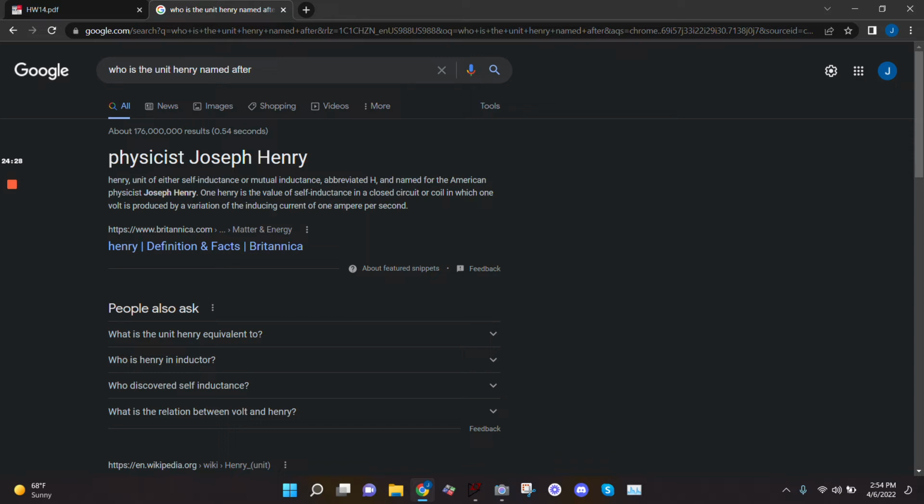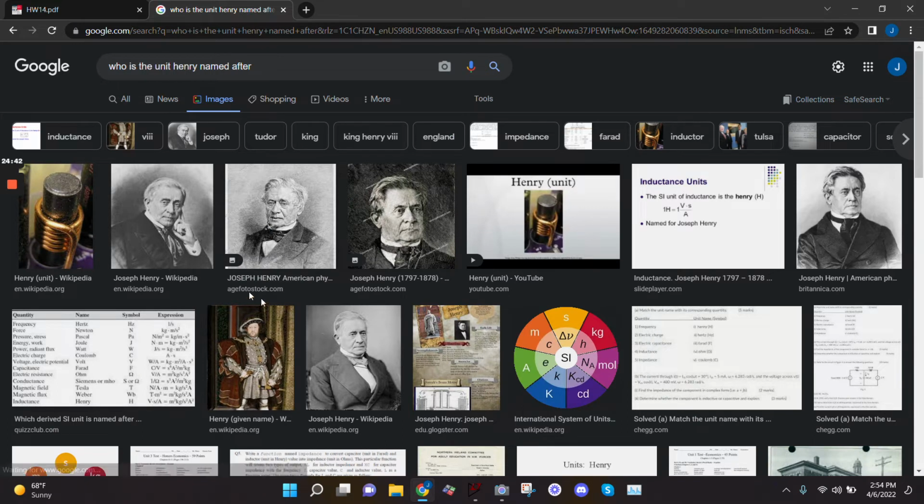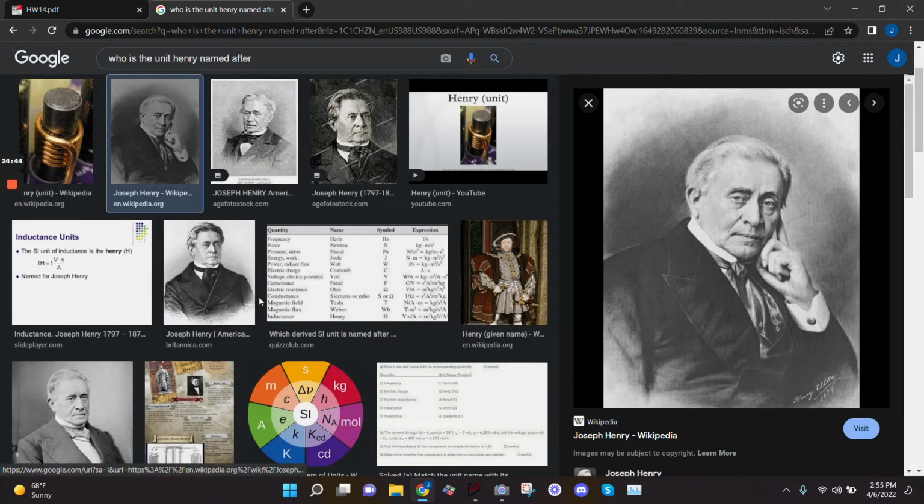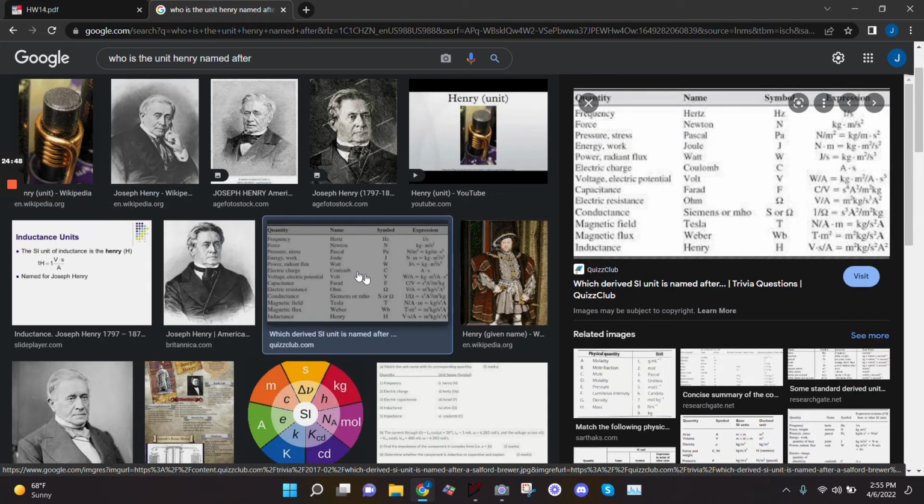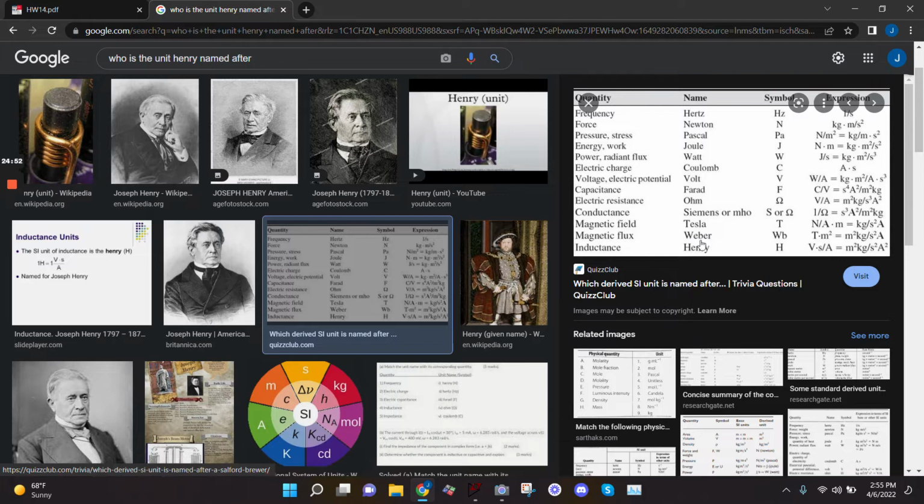Physicist Joseph Henry, abbreviated H and named for the American physicist Joseph Henry. 1 Henry is the value of self-inductance in a closed circuit in which 1 volt. Yeah. I don't know. Dang. I guess he looks like this. Look, here's all the names. Oh, see the conductance. Here's the mhos I was talking about. I'm not repeating myself here.